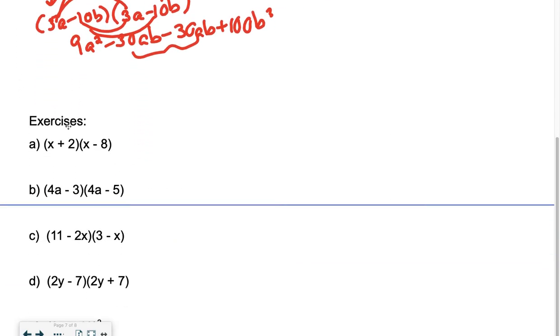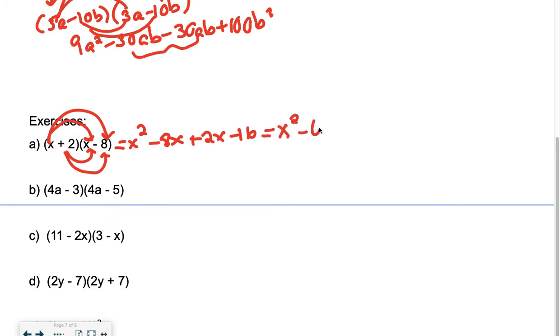Some exercises to try. So x times x, x squared, x times negative 8, negative 8x, plus 2x, minus 16, x squared, minus 6x, minus 16.